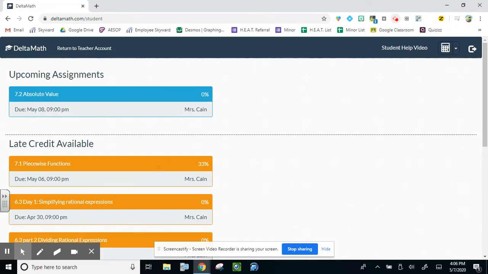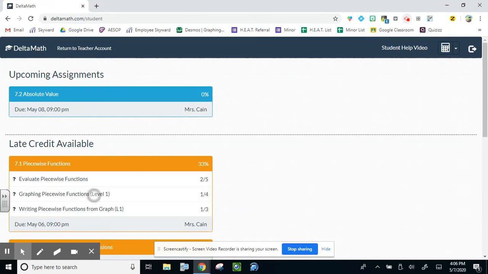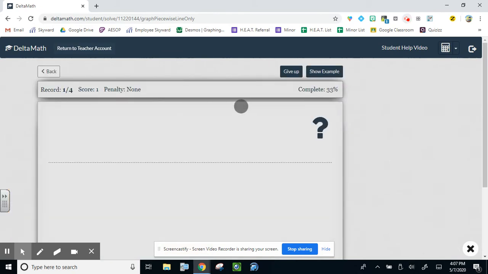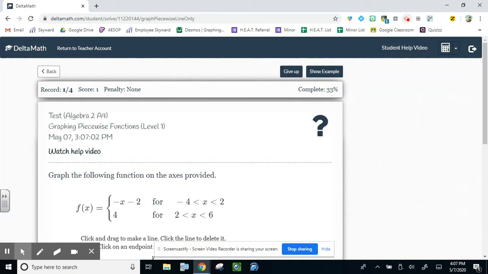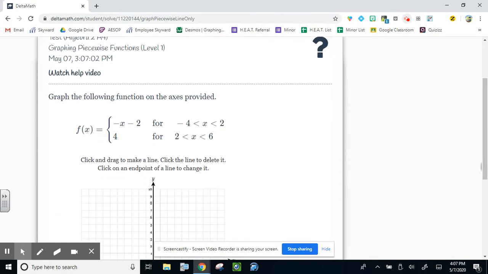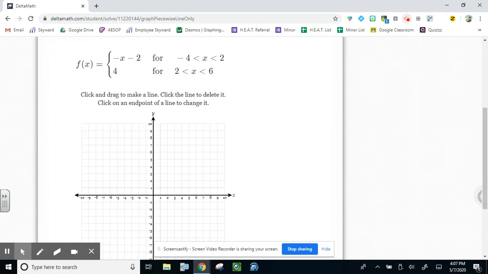All right, so piecewise functions. Graphing them, I think, is where people are struggling. So let's take a look here. So it's got graph the following on the axes provided.